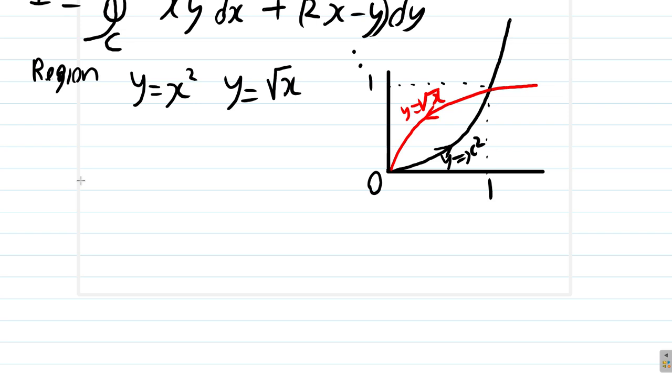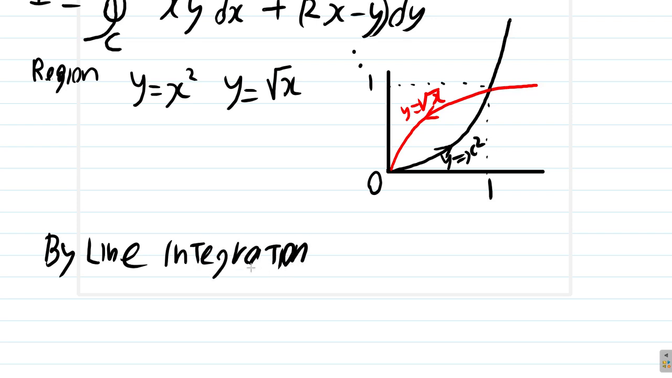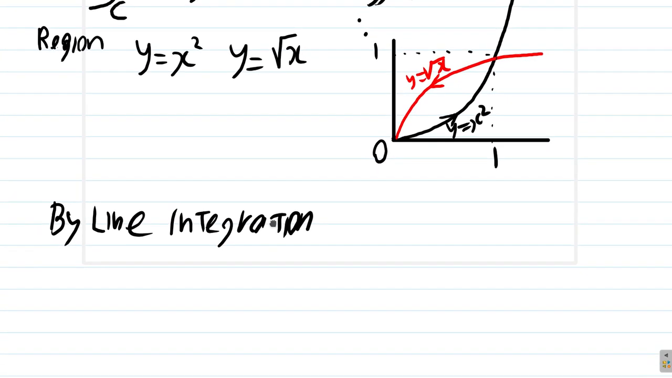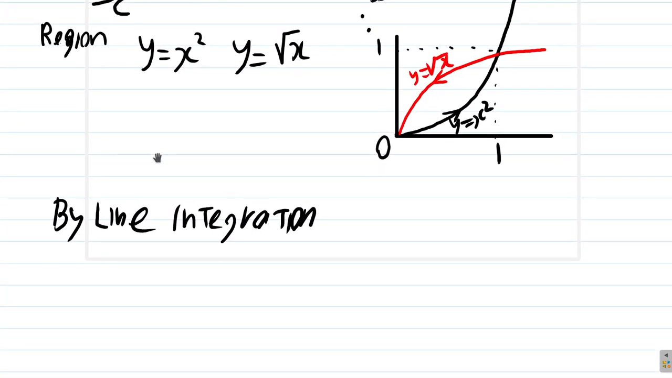And the thing is, in any case, you need to practice your line integration. So, let's do it by line integration. Although generally line integration requires more work and takes longer to work out than Green's theorem. Green's theorem is more of a shortcut, but let's use line integration now. Now, you integrate along y equals x squared.